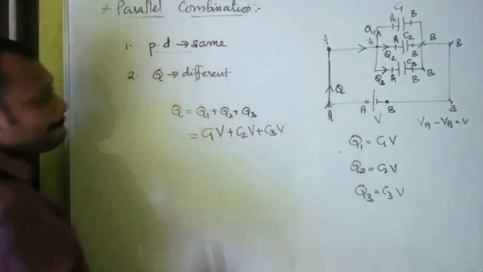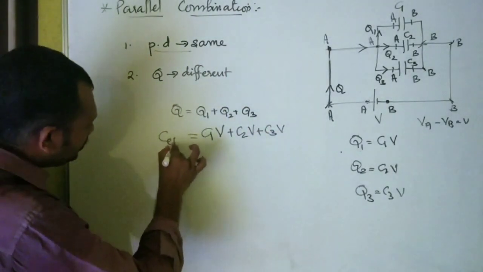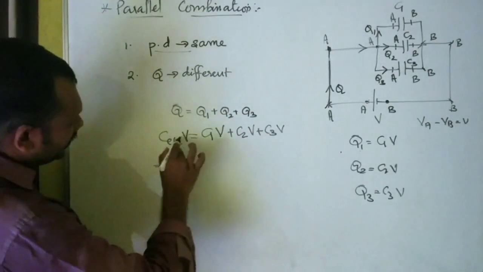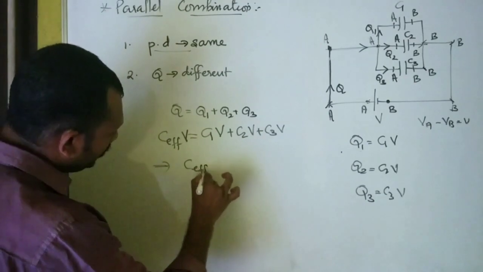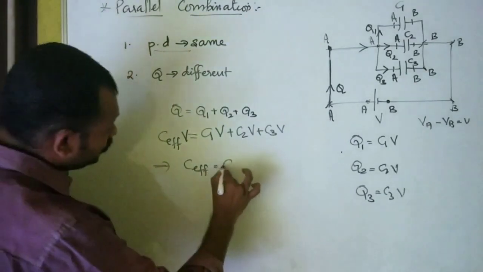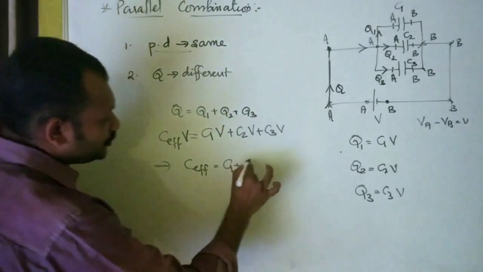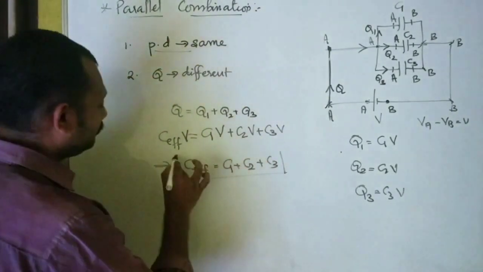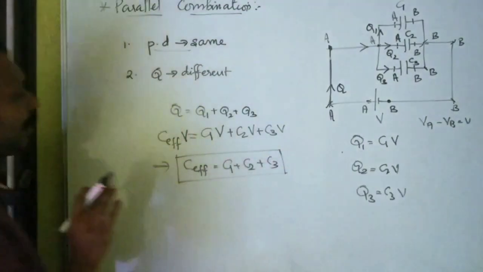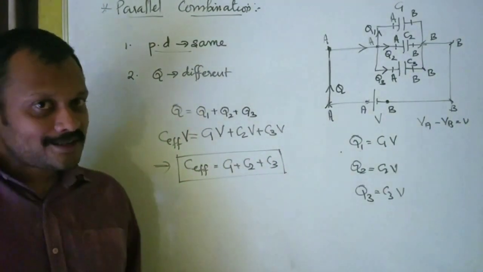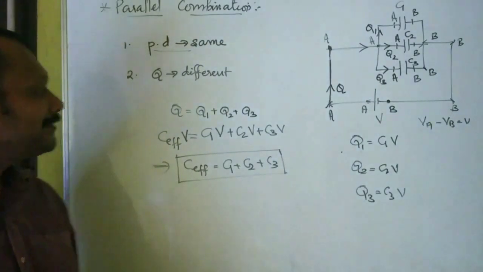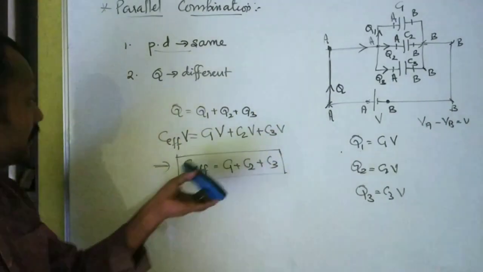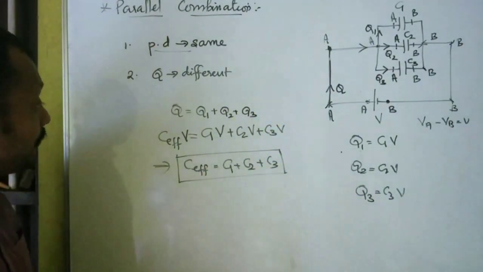Potential difference same. Now the left side I will write as C effective into V. So from here, V will cancel on both sides, and I can say C effective is equal to C1 plus C2 plus C3. This is the answer. The effective capacitance of capacitors connected in parallel is C effective is equal to C1 plus C2 plus C3.